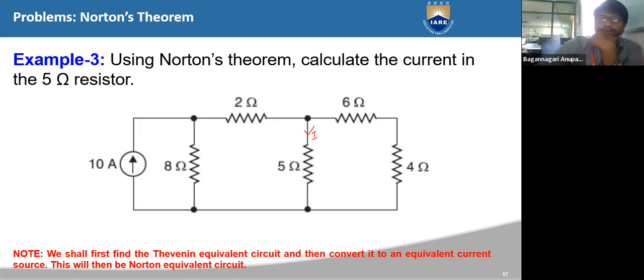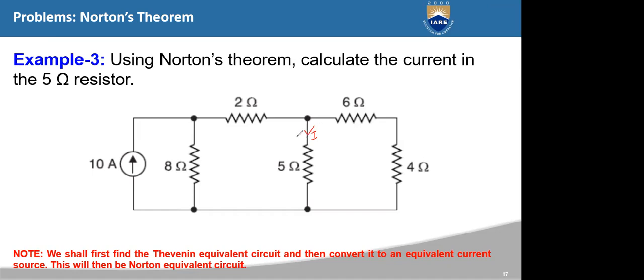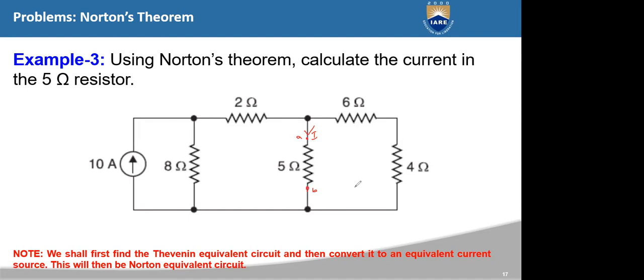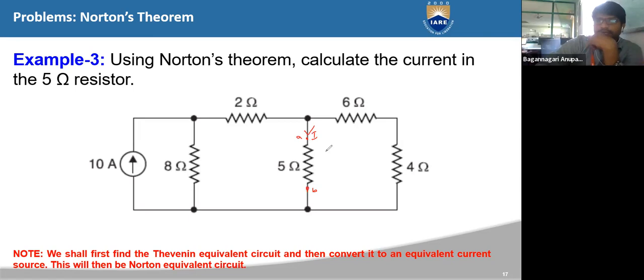We need to remove this 5 ohms, right? Yes, sir. First we remove this. We give this terminal A, and this as terminal B, right? Now for this circuit, the first thing we need to find is the short circuit current, right?